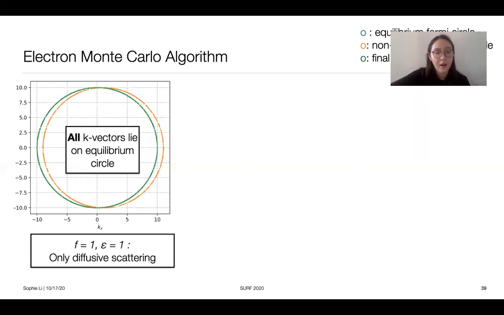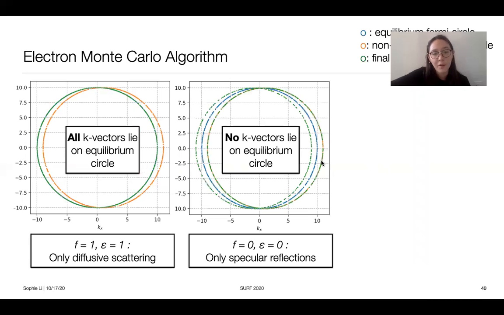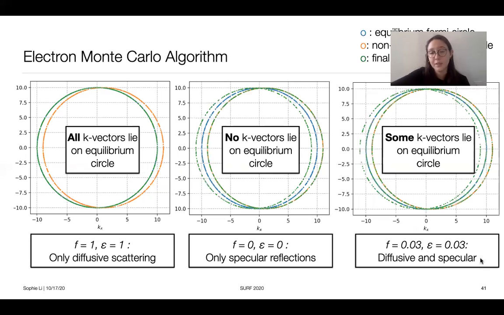What can happen is that if you only have diffusive scattering, all of the k vectors, the green ones, the finals, will eventually lie on this blue circle underneath the green circle. However, when there are only specular reflections, none of them will actually return to the equilibrium point. And when there's some kind of probability between 0 and 1, some k vectors will lie on the equilibrium circle and some of them will not. So these are the three cases, and this hopefully gives you an idea of what we're looking for.